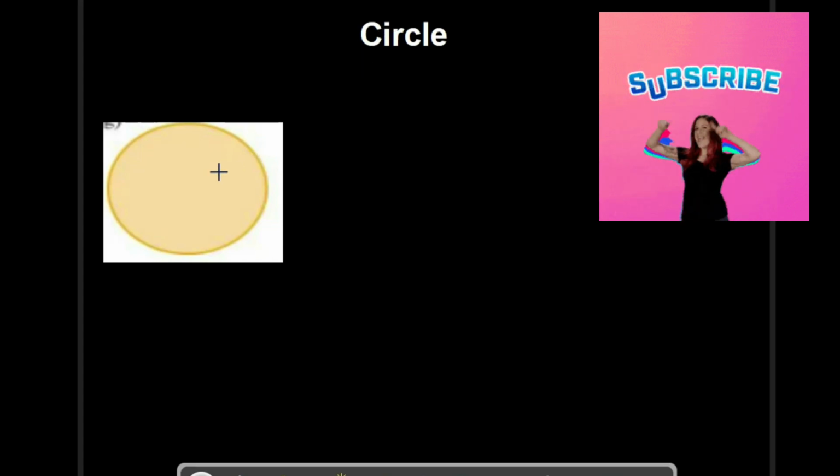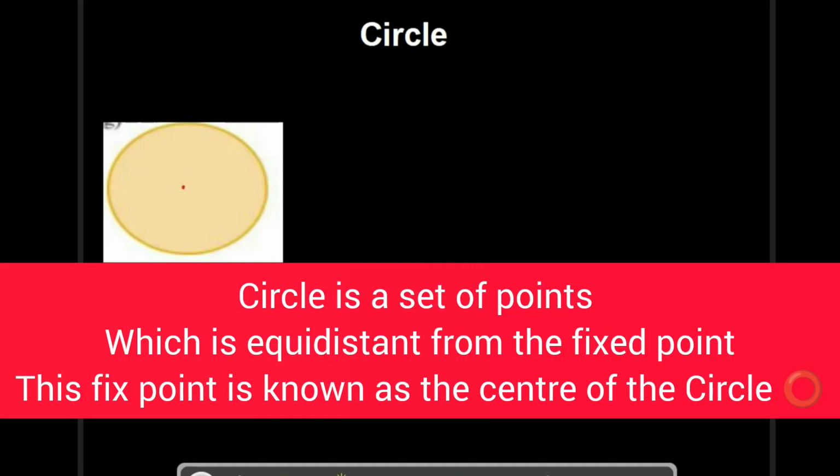So today we are going to cover circle and the circle properties. What is a circle? A circle is the set of points which are always equidistant from a fixed point, and the fixed point is nothing but the center. So, the center of a circle, from the fixed point to all the points which are equidistant.